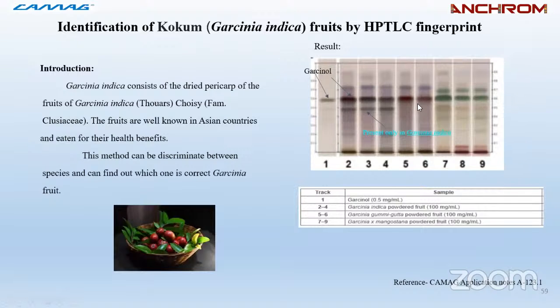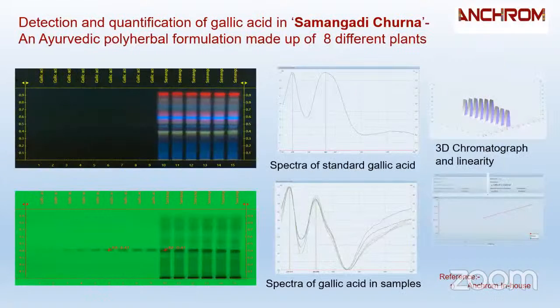You can see we have got different band patterns or different HPTLC fingerprint patterns for all these species, and this is the band for garcinol, and below this garcinol band there is one more band which is present only in Garcinia indica. So this is how you can develop a method for that particular species, and you can use it for its identification.